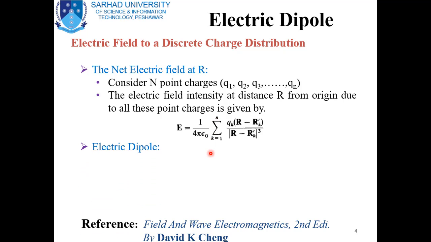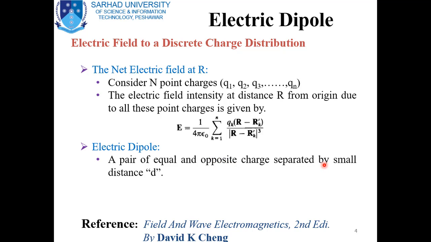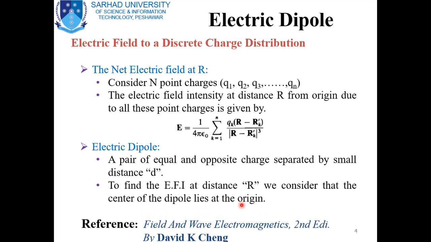Now if we restrict ourselves to two charges of different nature, one positive and one negative, they make a pair of opposite charges, and if we separate these charges by a small distance which is taken as d, then such a combination is called an electric dipole. So the magnitude of the two charges will be the same, but the nature of these charges will be opposite. And to find the electric field intensity at a distance r, we consider that the center of the dipole lies at the origin. So our origin for calculating the electric field intensity due to the dipole is the center of the dipole.